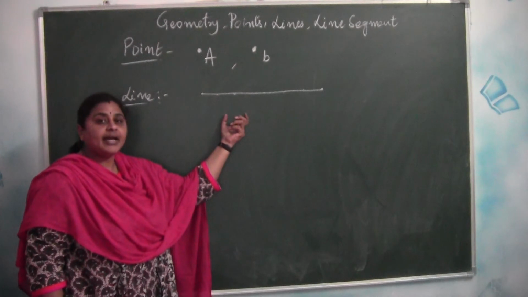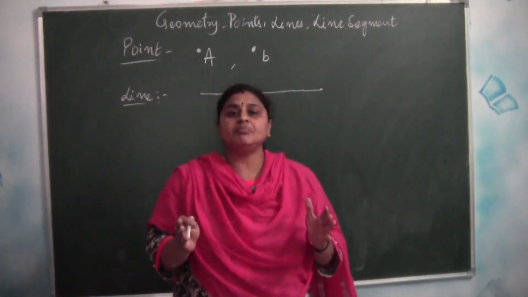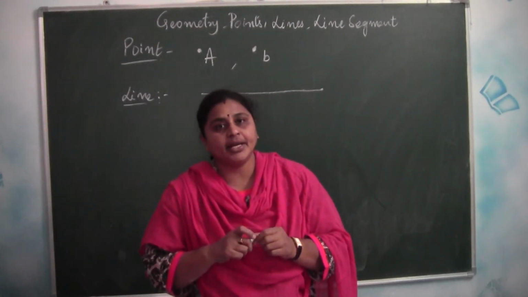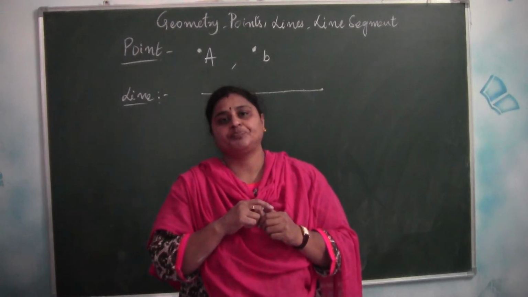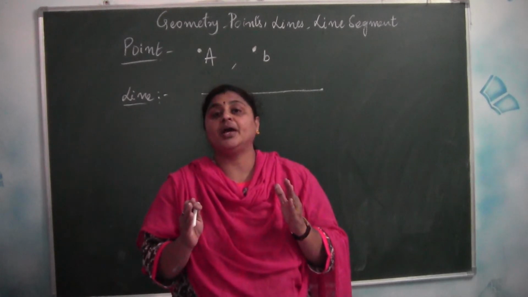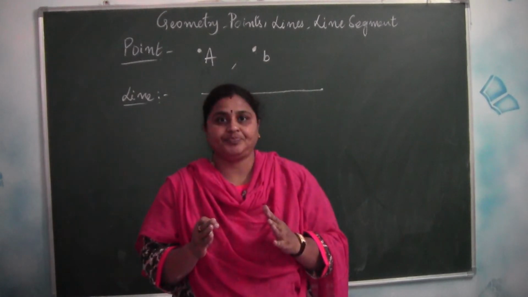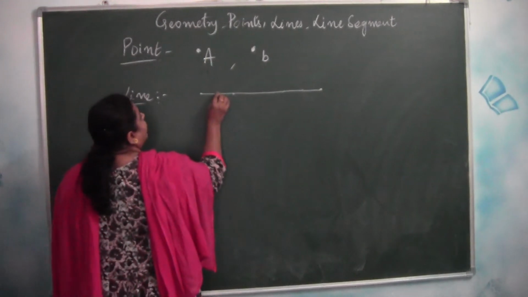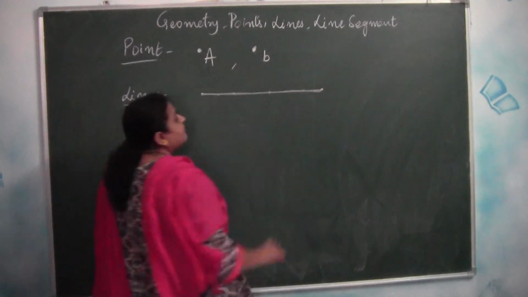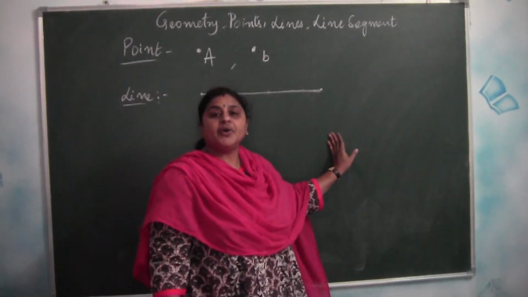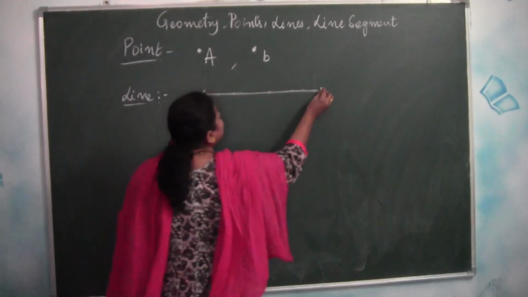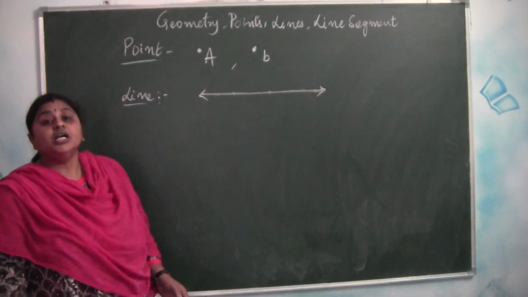So how do you describe a line? A line is nothing but a geometrical figure formed by joining a set of points. The figure that is formed by joining a set of points is called a line. Got it, children? See, points I have marked over here, and I have joined all these points. If I join all these points, what do I get? I get a line, and the line has two arrow marks. A line has two arrow marks.